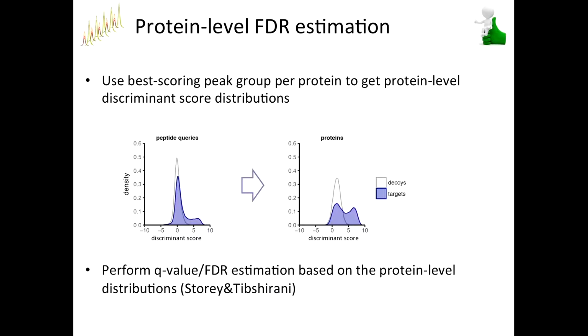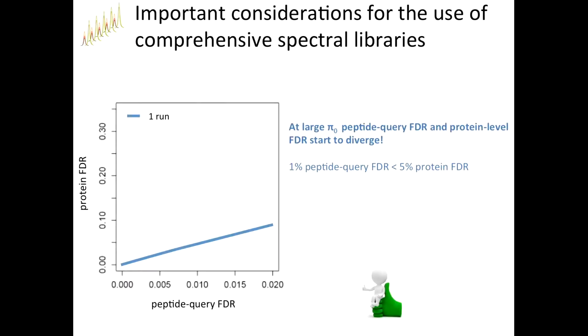So here's, for the peptide queries of one specific sample, the discriminant score distribution. And then we took the best peptide query per protein to derive a protein level discriminant score distribution. Here you can already see that your fraction of false targets has decreased quite a bit from the peptide to the protein level. And then you can, based on this discriminant score distribution, do the q-value estimation based on the Storey-Tibshirani approach that Ludovic explained just before. So using this, you can control the protein level FDR in your samples. So this should be covered.